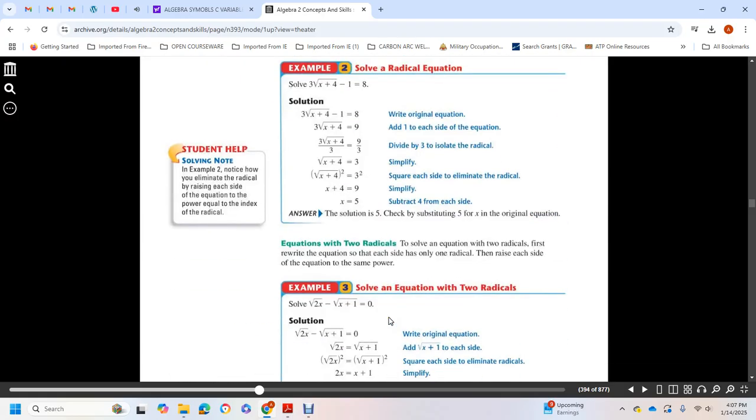Equations with two radicals. To solve an equation with two radicals, first rewrite the equation so that each side has only one radical. Then raise each side of the equation to the same power.